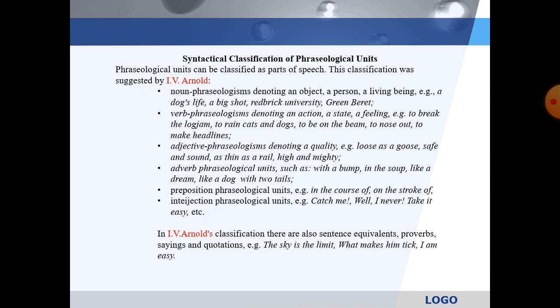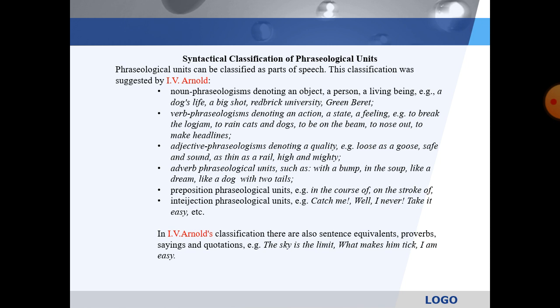B. Verb phraseologisms denoting an action, a state, a feeling. For example, to break the ice, to rain cats and dogs, to be on the beam, to nose out, to make headlines. And the next, C, adjective phraseologisms denoting a quality. For example, loose as a goose, safe and sound, as thin as a rail, high and mighty.